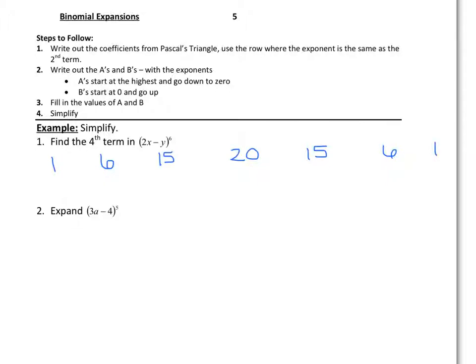And then I'm going to write out my a's and my b's. My first term is always going to be my a term, so 2x is my a term. My b term is always going to be my second term, along with the sign that's in between them. So b is going to equal negative y. So I'm going to write out my a's and my b's. And you're always adding in between the coefficients. So a and b, a and b.